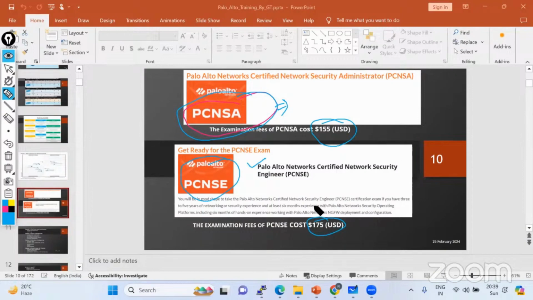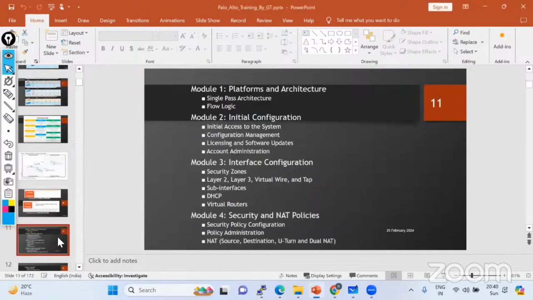Along with that, you will get a very good reputation in the market with this certification, because it's a key certification which Palo Alto provides to security engineers. Why? Because you are going to cover every aspect of the Palo Alto firewall. And what is the content you are going to get throughout this session?